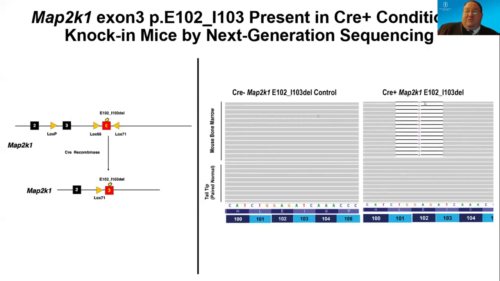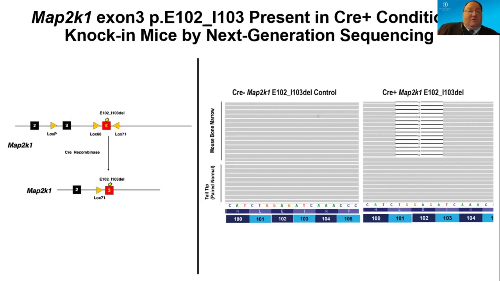By next generation sequencing, we were able to confirm that the mutation was definitely present in the CRE positive MEK1 mutated mice, while the CRE negative mice were negative for the MEK1 mutation. So it was a conditional expression, basically present only in CRE positive mice.